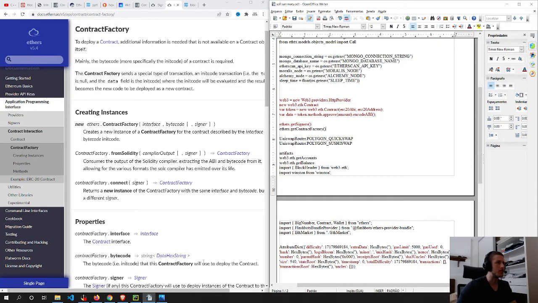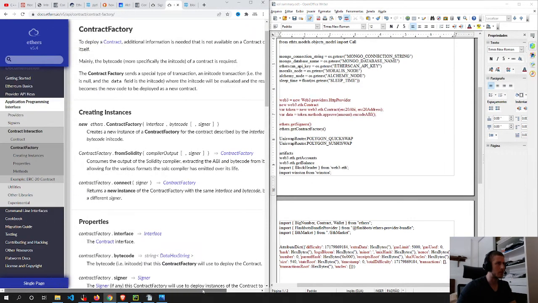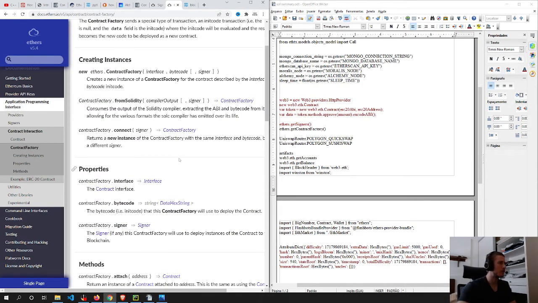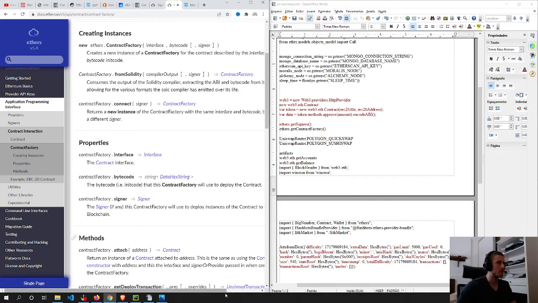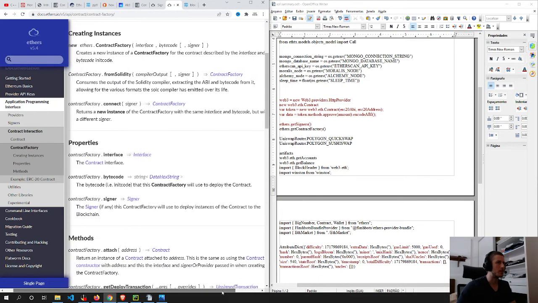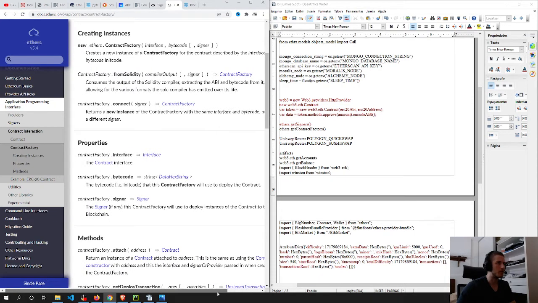Where the init code will be evaluated and the result becomes the new code to be deployed as a new contract. Any instance creates a new instance of a contract factory for the contract described by the interface and bytecode. Consumes the output of the Solidity compiler, extracting the ABI and bytecode from it, allowing for the various formats the stock compiler has emitted over its life.